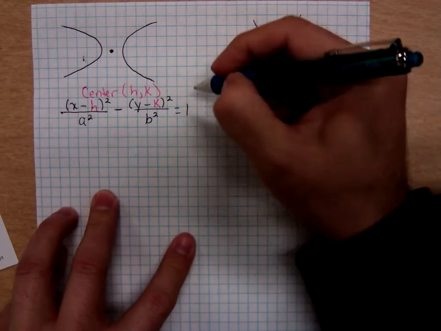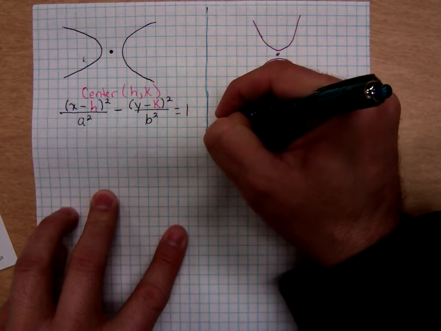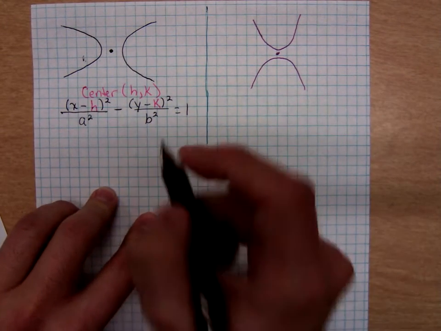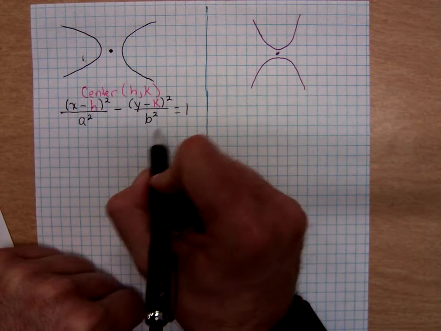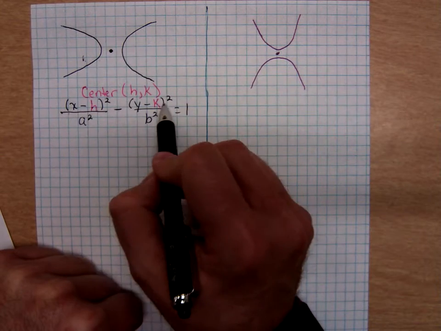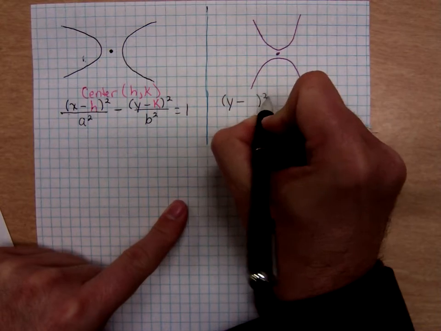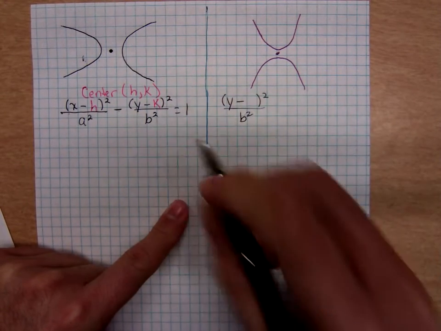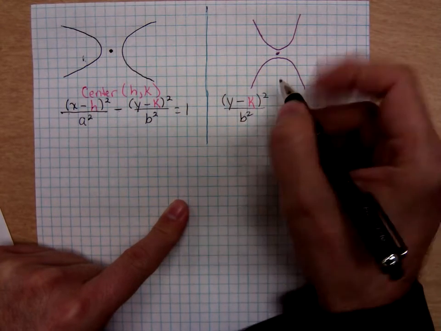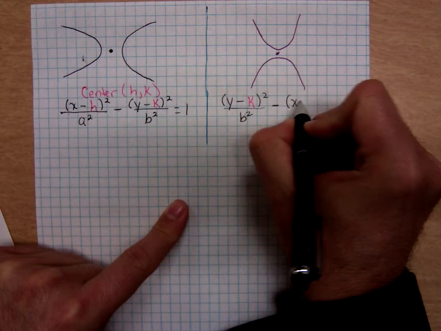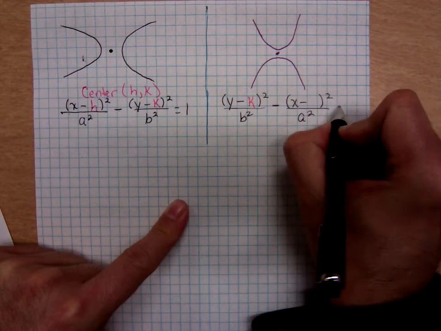Now, the equation of a hyperbola opening up and down still has a minus in the middle, but all this y stuff is going to be written first. Instead of x minus y, it's going to be y minus x. I write (y minus k) squared over b squared, minus (x minus h) squared over a squared equals 1.